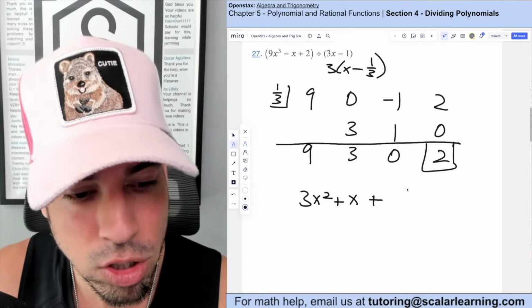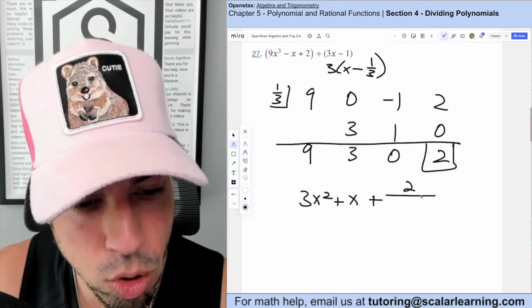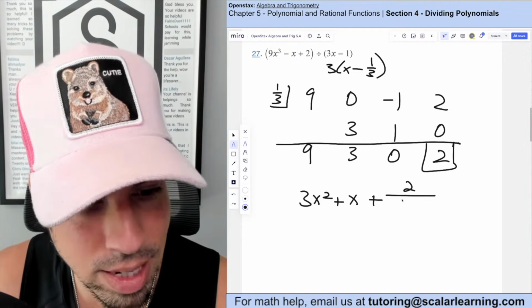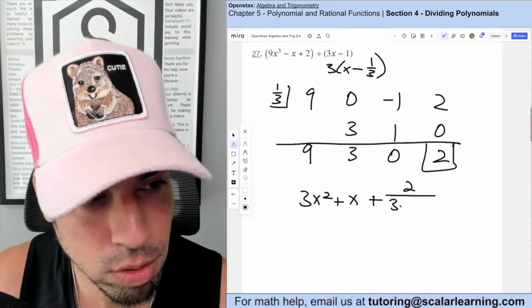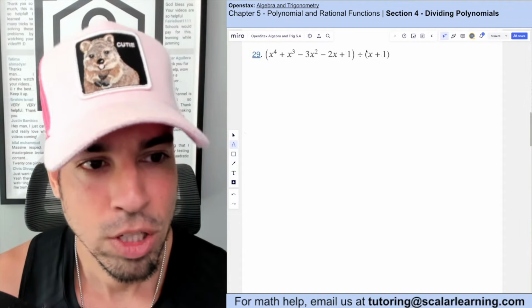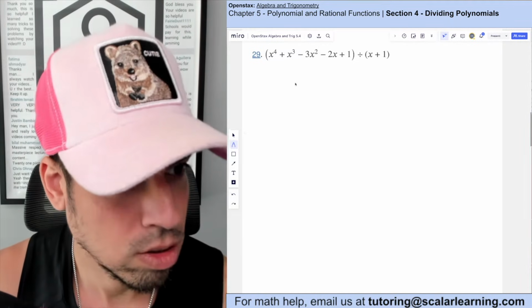But then there's our remainder, and that goes over the original divisor. That's why you don't have to do any additional division or anything like that. So 2 over 3x minus 1 for the win. Boom, done.